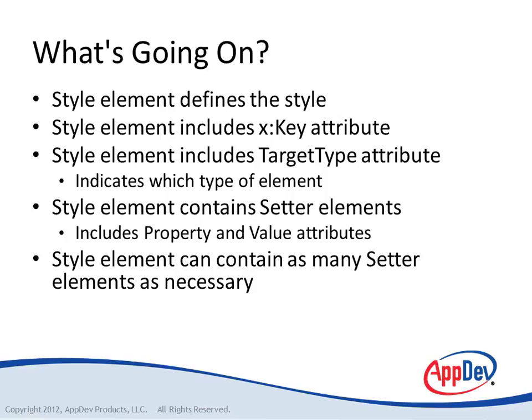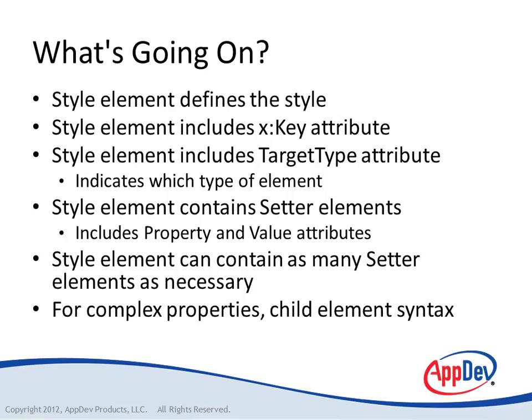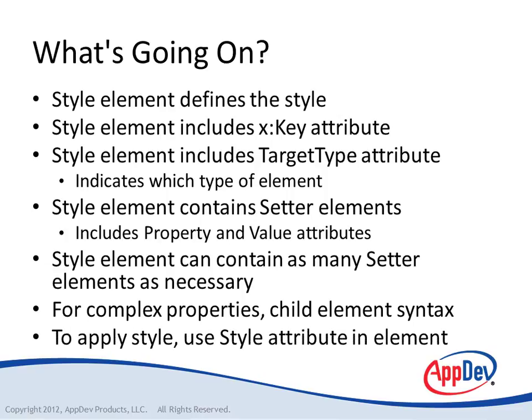The style elements can contain as many setter elements as necessary, and for complex properties, you use the child element syntax, as we did for the gradient in the previous example. To apply the style, you use the style attribute in the element, and darn, I forgot to show you that. When I went through and set the style property in the properties window, it also set the corresponding style attribute in the markup for that element. It doesn't really matter how it works, but that's what's going on. Remind me to show you that when we get back to the next example.